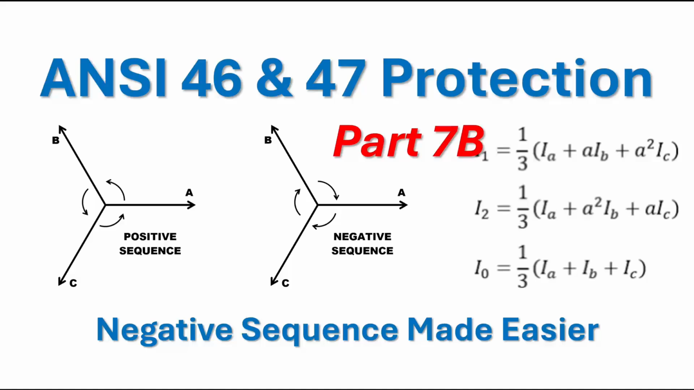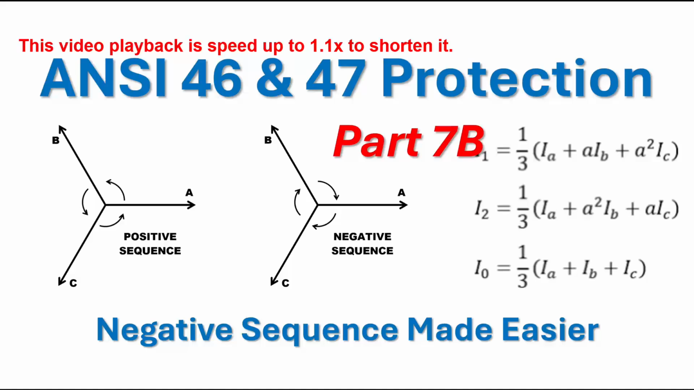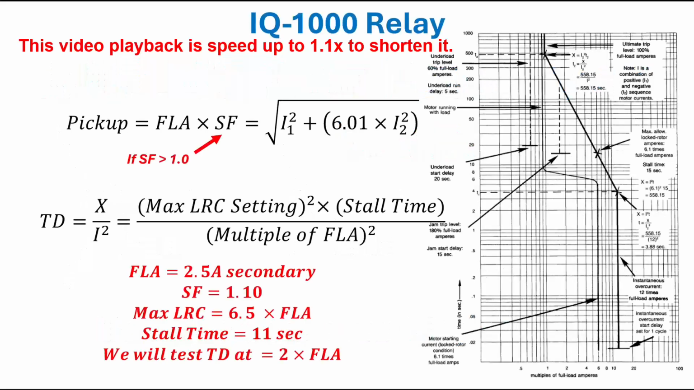So welcome to part 7. This is going to be 7B, or the second part of Negative Sequence Made Easier. And this is particularly going to be going over the follow-up to the IQ 1000 relay.